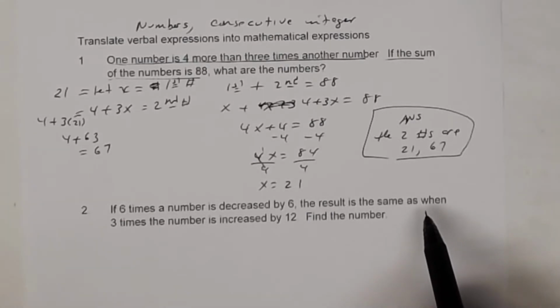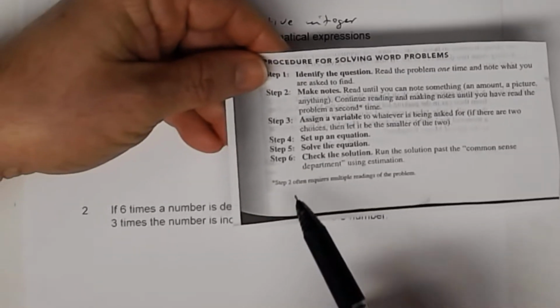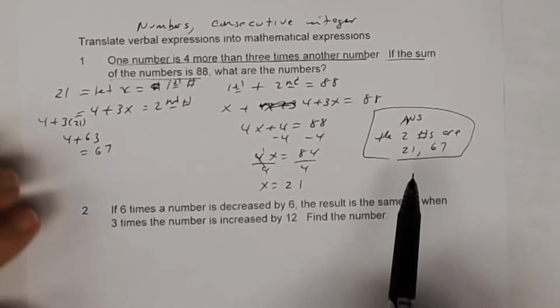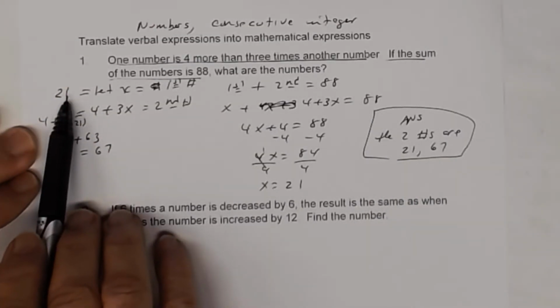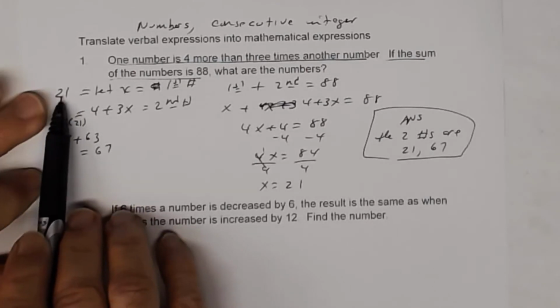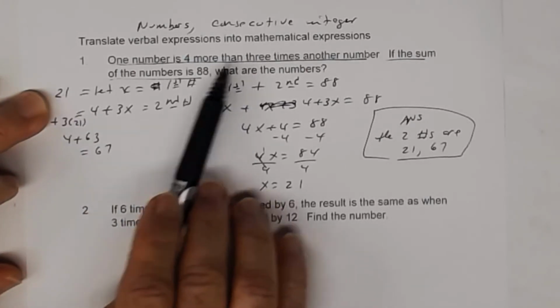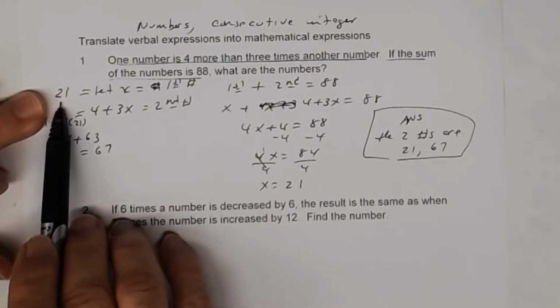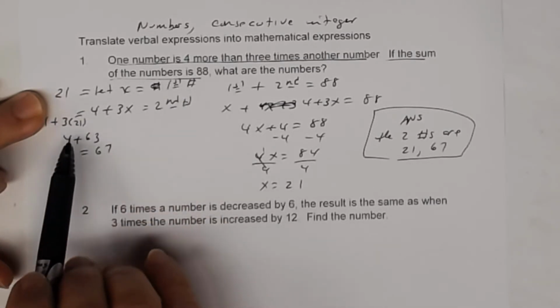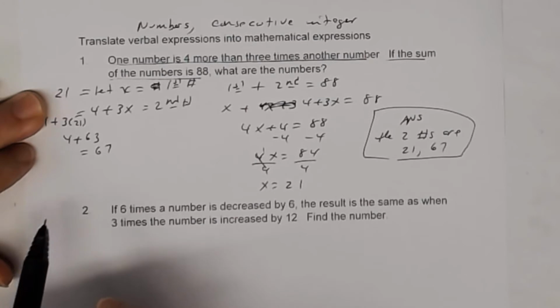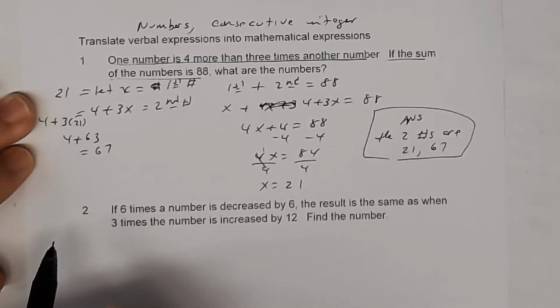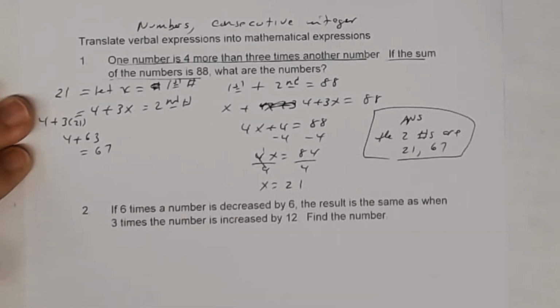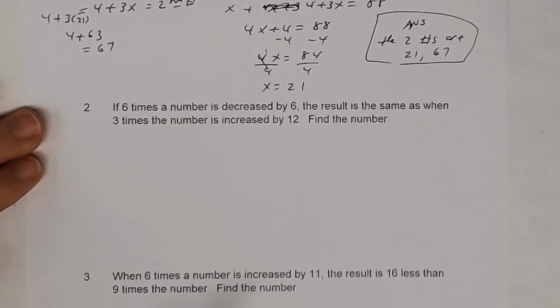So you could use that idea for the check. Does that make any sense? And then you could also check the other statement: if you multiply this by 3, 3 times 21 is 63. Add 4, you get 67.